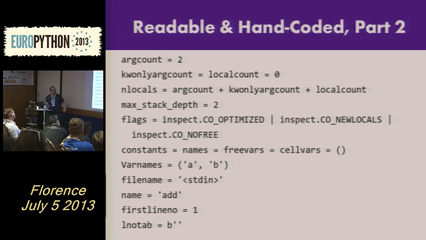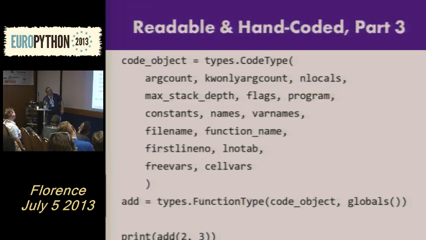get the empty tuple. It does have some local variables, A and B, specifically arguments, so I put those in varnames. Theoretically, I typed this in as stdin, so I just put stdin for the file name. Name of the function is add, the first line number is 1. The lnotab is empty because I didn't want the headache of calculating it. And we're off to the races.